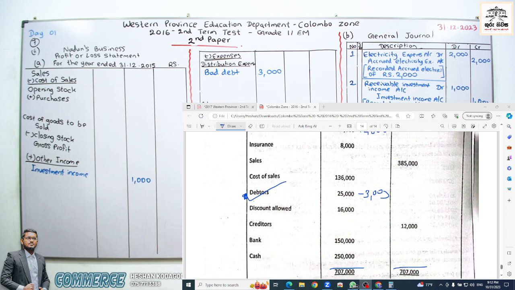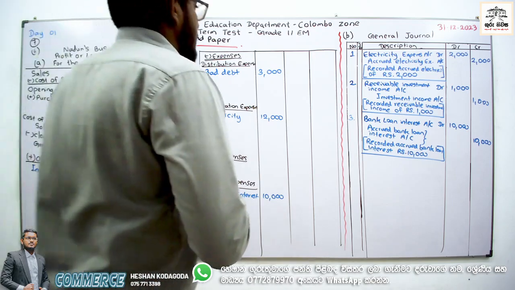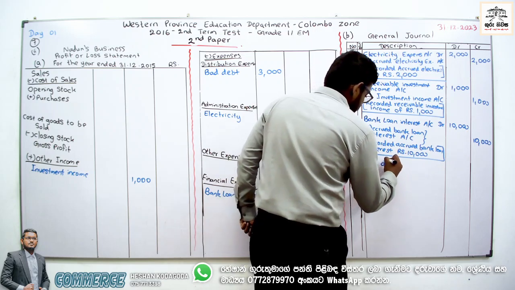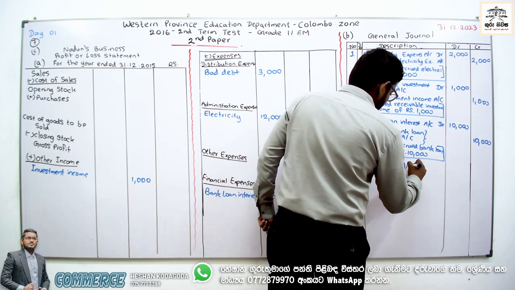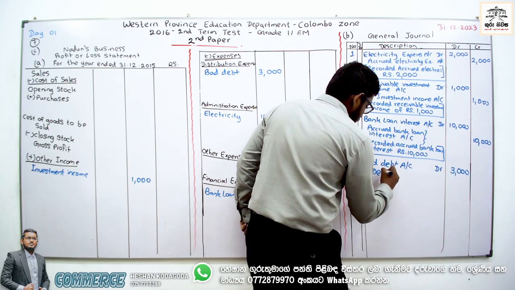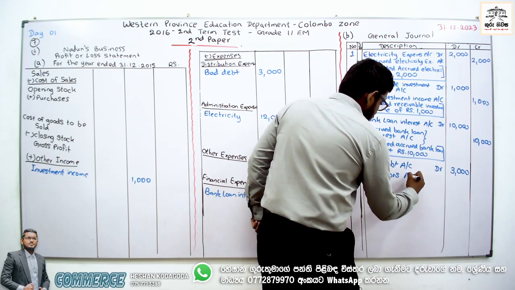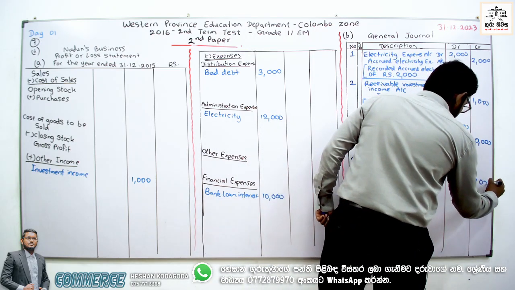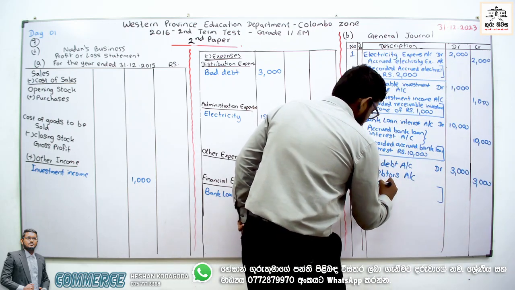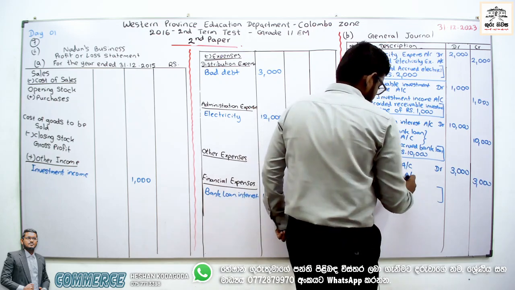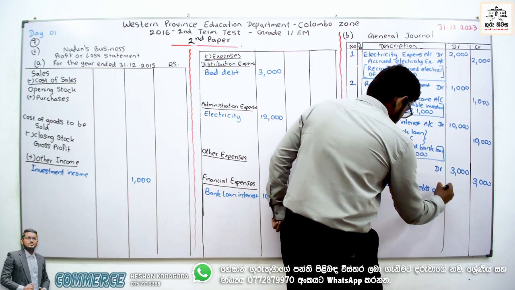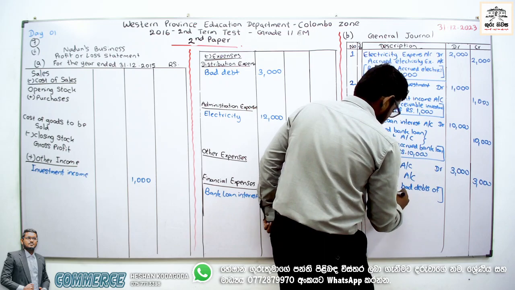Now quickly let's record the journal entry. Adjustment entry number 4. Bad debt expense increases. So bad debt account debit 3,000. Debtors account credit 3,000. What is the narration? Recorded bad debts of rupees 3,000.